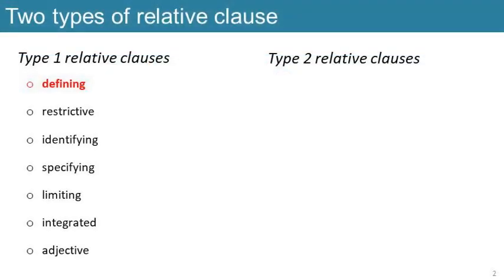Relative clauses can be one of 2 types. In the first lesson we looked only at the much more common relative clause type, namely the defining clause. Note that, as so often in the field of grammar, there are different names for these type 1 clauses. They are also called restrictive, identifying, specifying, limiting, integrated, and adjective clauses.